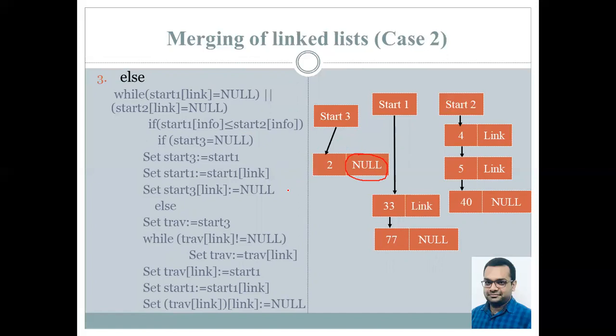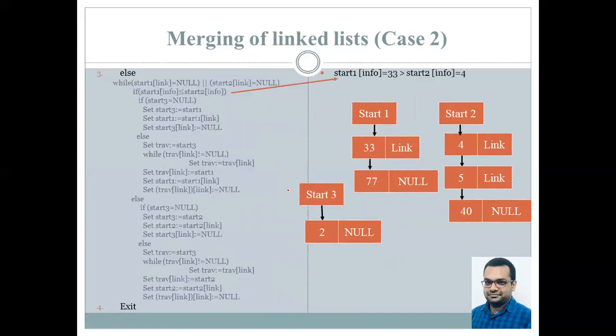So again, the control jumps and comes to the while loop and again checks. And we can see over here again start 1's link is not null and start 2's link is not null because they both still contain more than one node. So therefore, this control will keep on traversing. Now it will compare. If the start 1 information that is now 33, it is greater than the start 2's information which is 4. So therefore, this check fails over here. So the control will jump to the else part.